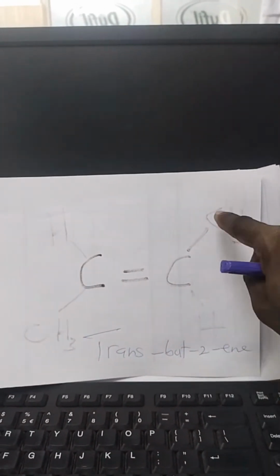And if, for instance, this hydrogen is up here and this one is down, this one is up here and this one is down, that would be what? Cis but-2-ene. It's just for you to change this to cis but-2-ene. So geometric isomers, I said, exist in two pairs, the trans configuration and what? The cis configuration. Please don't forget that.